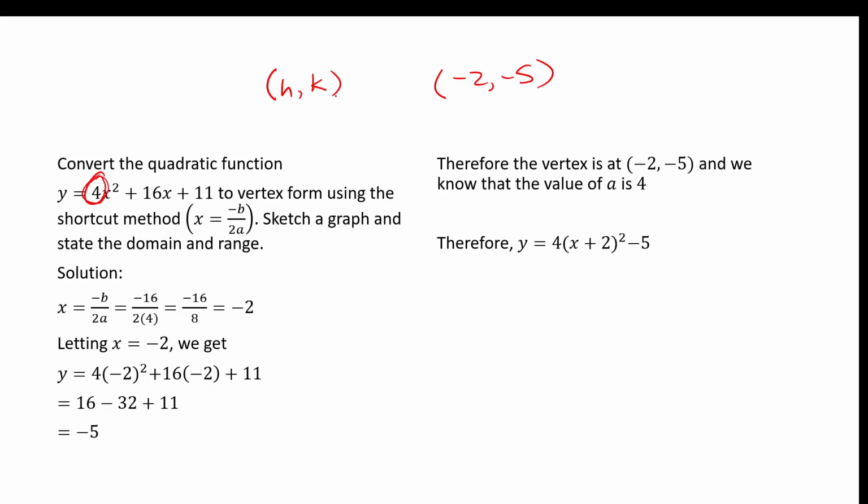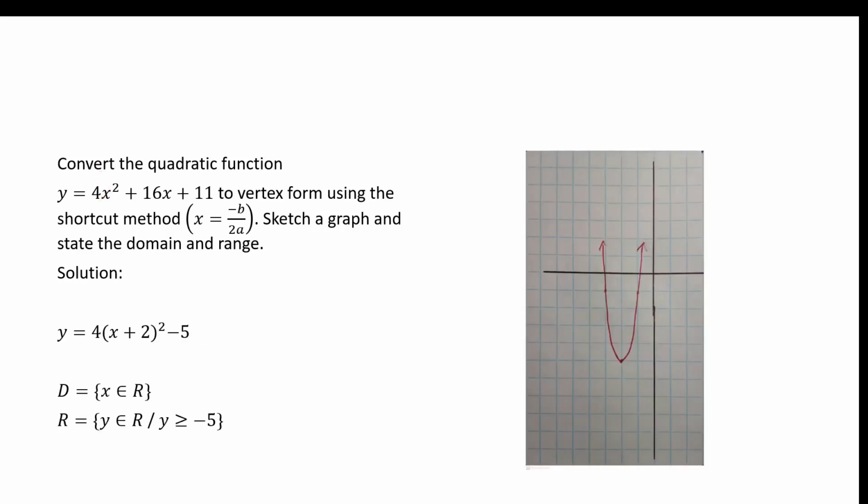So if a is 4 and h is -2 and k is -5, we'll be able to say that y is equal to 4 bracket x plus 2 quantity squared minus 5. And we can graph that pretty well. We know our vertex will be at -2, -5, which is down here. Because that lead coefficient is 4, that just means if we go 1 square to the left and 1 square to the right, we go up 4 units. And that gives us a couple more points on the parabola. We can draw a very effective one.